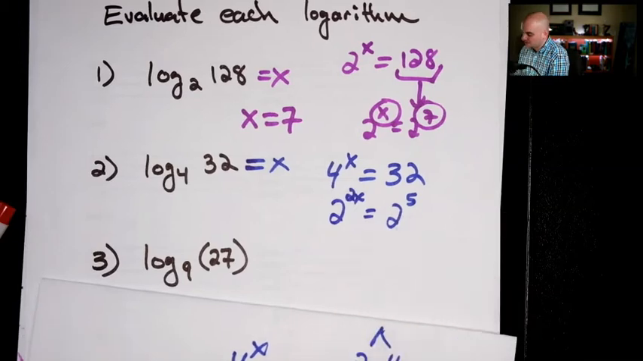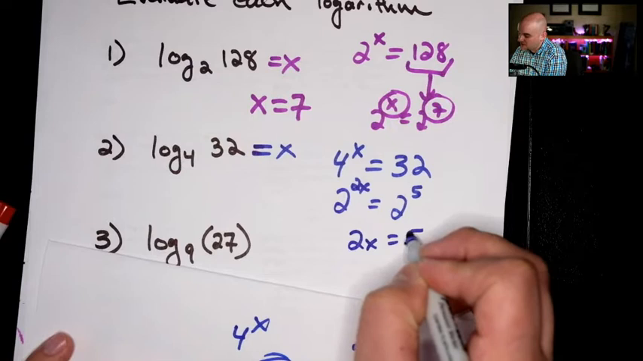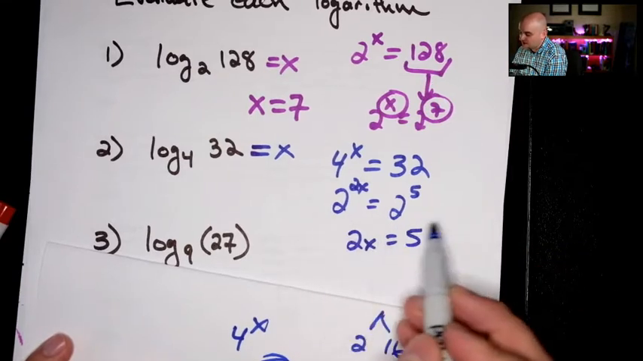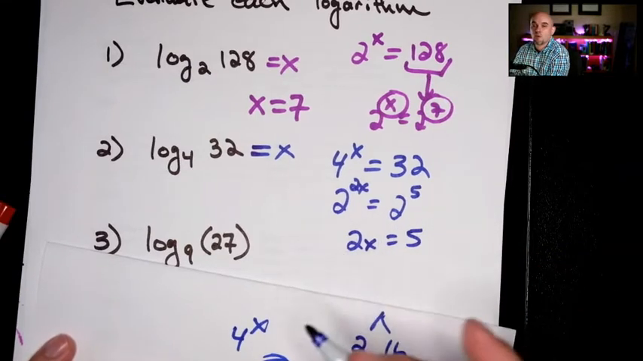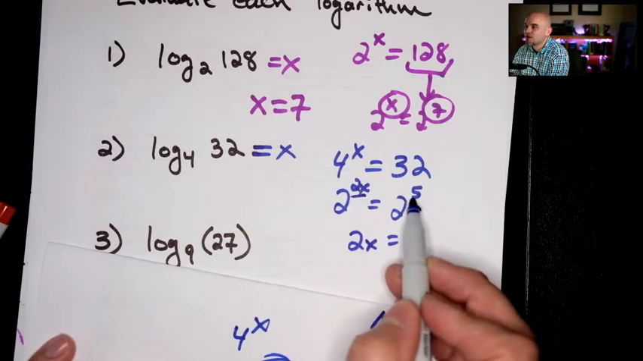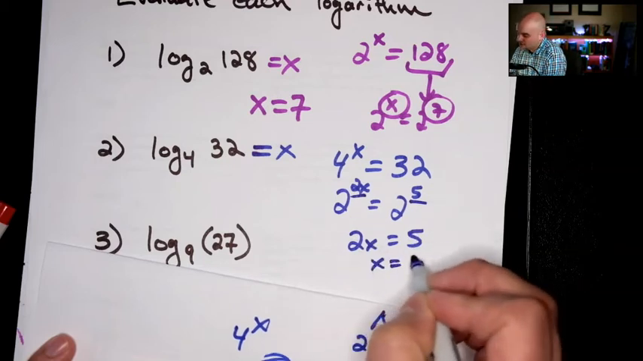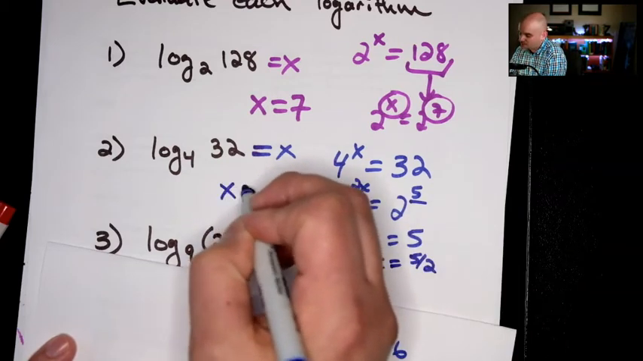Since the bases are the same, I can set the exponents equal to one another. So 2x equals 5. Keep in mind, I'm not canceling anything out here. I'm just using what we call the one-to-one property. The bases are the same, so we can set the exponents equal to each other. Solving for x, I get x equals 5 halves.